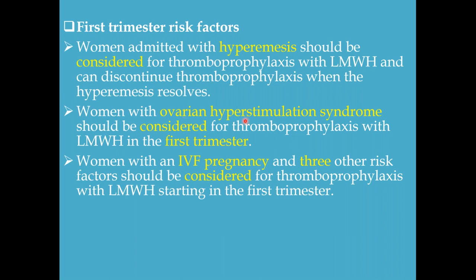Also, women with ovarian hyperstimulation syndrome should be considered for thromboprophylaxis with low molecular weight heparin in the first trimester. So a patient with ovarian hyperstimulation syndrome in the first trimester, we will give her thromboprophylaxis. Also, women with IVF pregnancy and three other risk factors should be considered for thromboprophylaxis with low molecular weight heparin started in the first trimester. So if this patient has IVF pregnancy and three other risk factors, we will start the thromboprophylaxis with low molecular weight heparin from the first trimester. So this is about the first trimester risk factors.